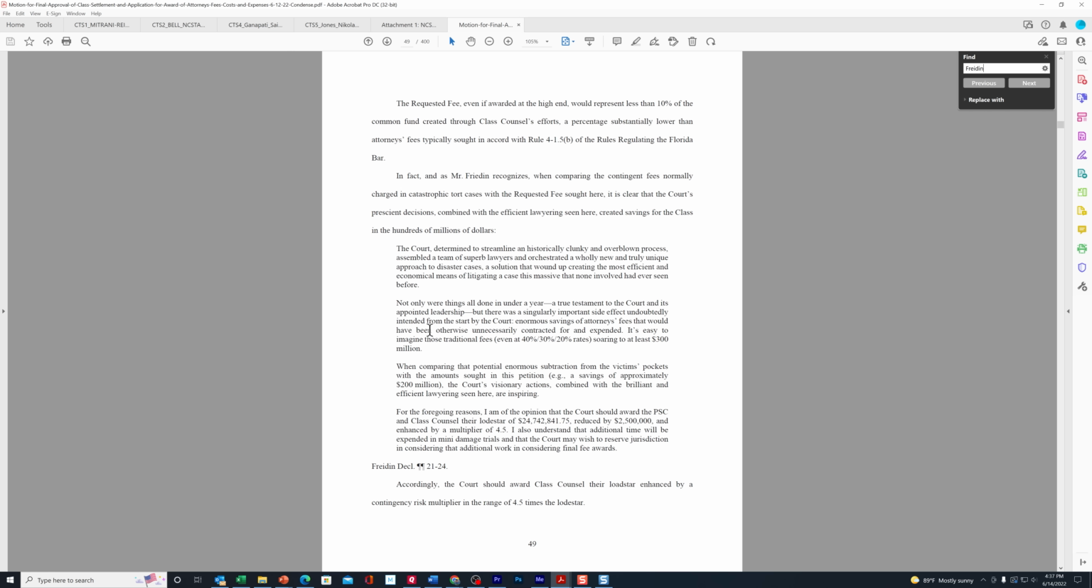So here's the core of how they came up with it. The rest of it then is that they were saying here, it's easy to imagine that traditional fees, like in other cases, would have been 40%, 30%, 20% rates, which means that the lawyers' fees could have easily soared to $300 million. And so they're giving the opinion to the court, their lodestar of $24 million reduced by $2.5 million, but then enhanced by a multiplier of 4.5. See, so like I said, they were probably going to go in lower, which would make the judge, I think, quicker to approve it instead of the normal 5 multiplier that they normally use. So it says here, accordingly, the court should award the class counsel their lodestar enhanced by a contingency risk multiplier in the range of 4.5 times the lodestar.